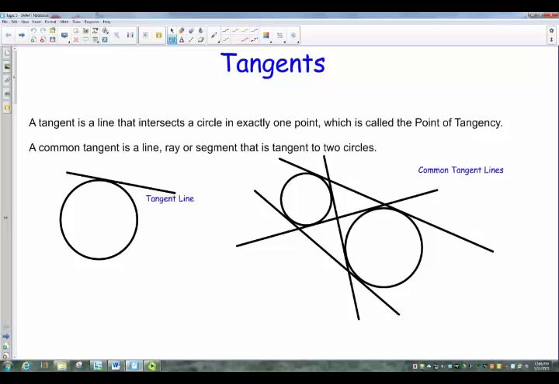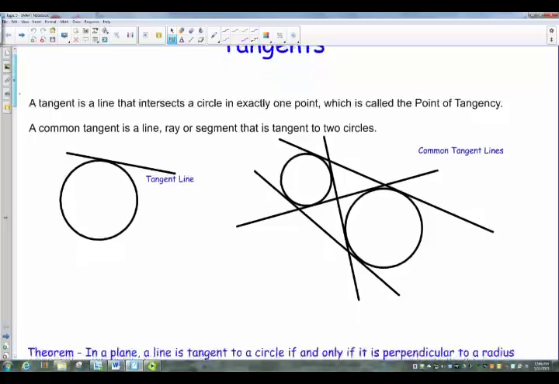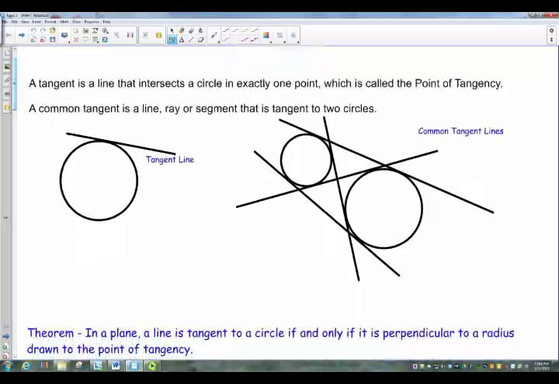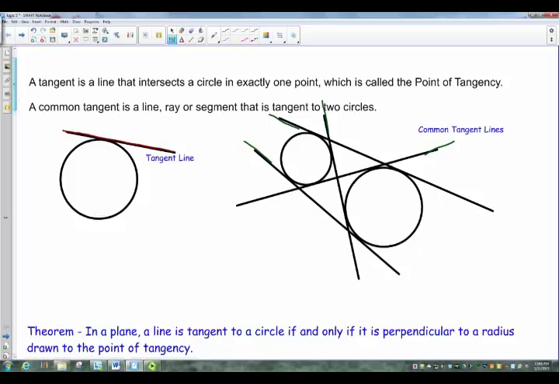Okay. Now we also have something called a common tangent. And now this is a line, a ray, or a segment that is tangent to two circles. So what you should notice in these pictures that I have here, you have a circle. The first one has a line here that's intersecting that circle. That's your tangent line. Now in the second drawing, I've got a bunch of different lines, 4 actually, and those are all different lines that intersect each of those circles once. Okay, so this one intersects both, this one intersects both, this one intersects both, and that one intersects both. Each one time, those are known as common tangent lines.